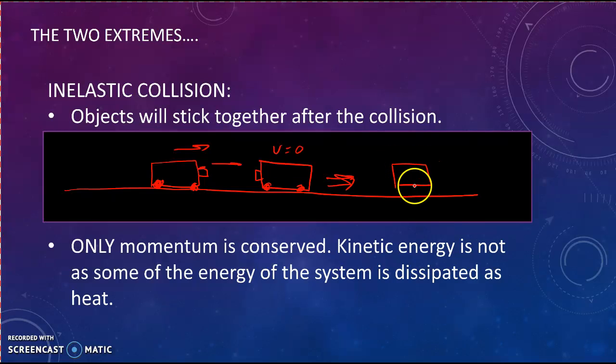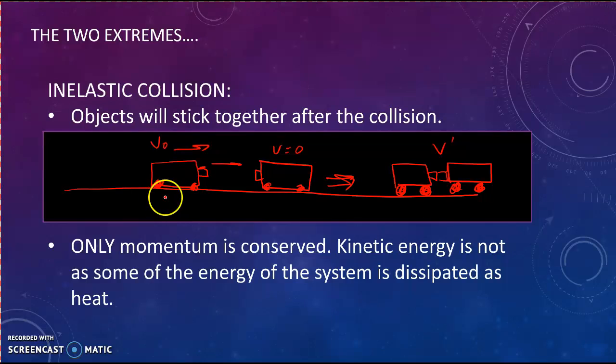And when they stick together, they're going to have some different velocity. So if we call this velocity V naught, these two cars stuck together will now have some different velocity. It's going to be less. Let's just call that V prime. Okay, so they're going to move off. Now, they're stuck together. This is an inelastic collision. Now, in an inelastic collision, only momentum is going to be conserved.